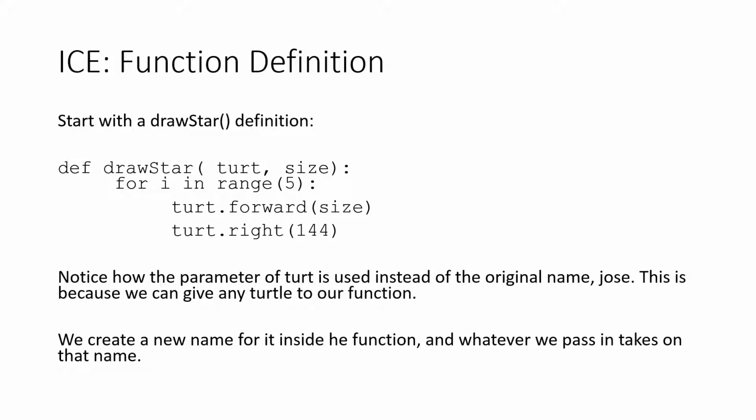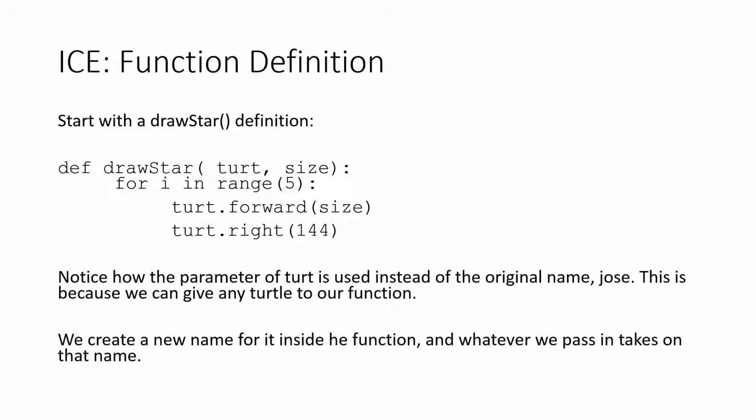When we create a parameter in this way, the parameter takes on the value of whatever is sent in to the function when it's called, and is assigned that value as a variable. So in this case, we've created the variable turt and the variable size, and when we call the function, we'll assign those variables values. We can then use those variables in our code.